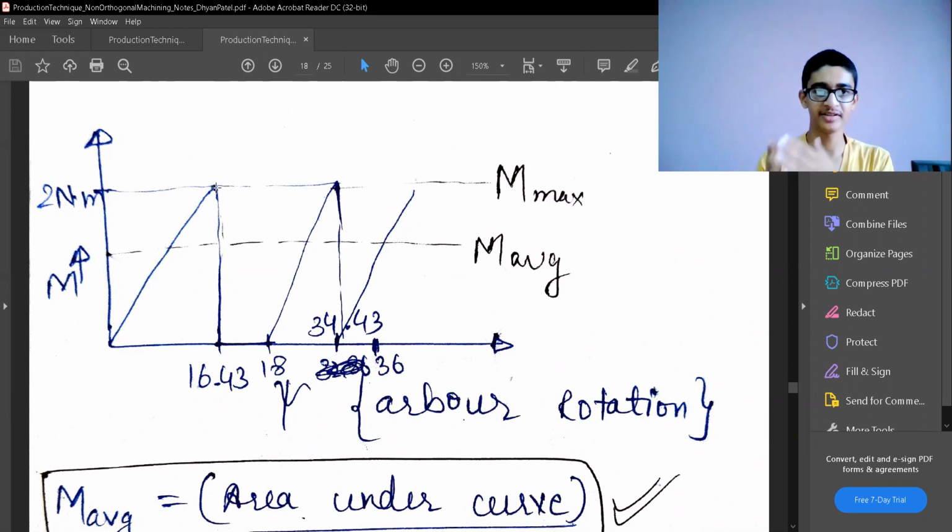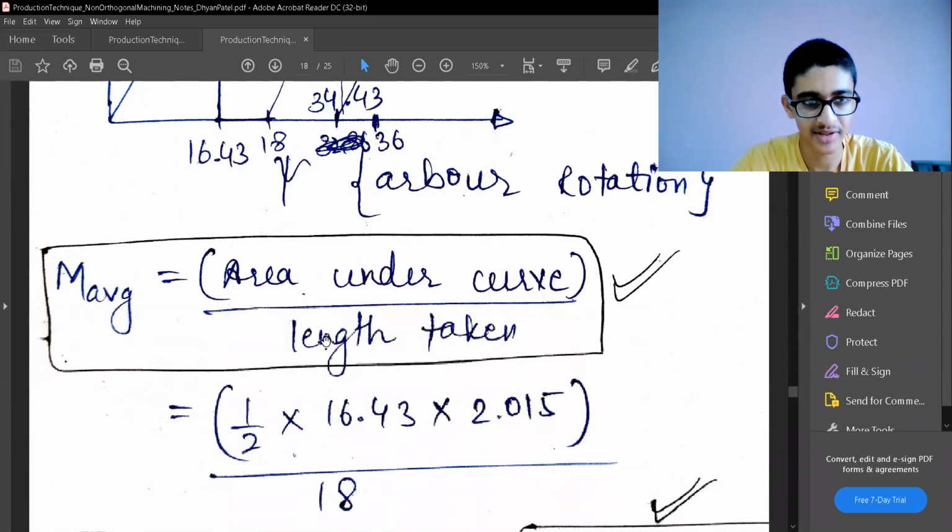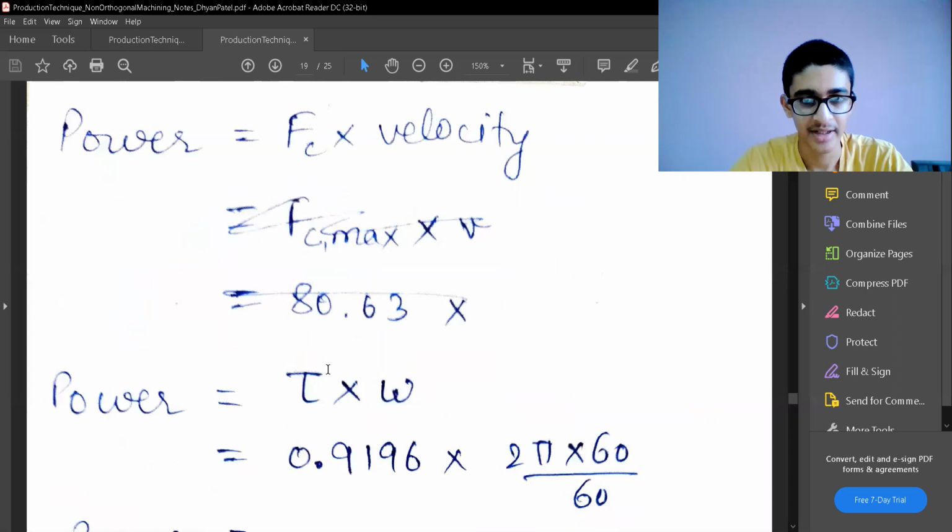there is no tooth which is there for this small part of the angle. And at the 18 degrees, my next tooth comes into the picture and starts the milling operation. So this is how I have shown that torque versus arbor angle or arbor rotation. So there can be multiple different formulas, and that estimation is not required as of now.